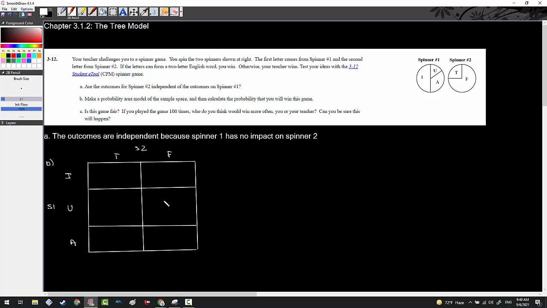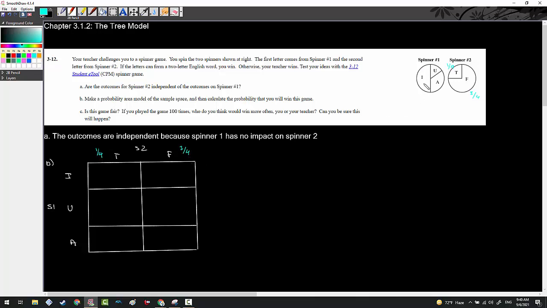And so now from here, let's go and throw down some individual probabilities so we can find out the probability of getting each letter. So before I do that, let's go and take a look at the diagram here. Spinner 2 is actually quite straightforward, right? You have a 1/4 probability of getting a T, a 3/4 probability of getting an F. So let's go and write that down real quick. 1/4 for the T, 3/4 for the F.